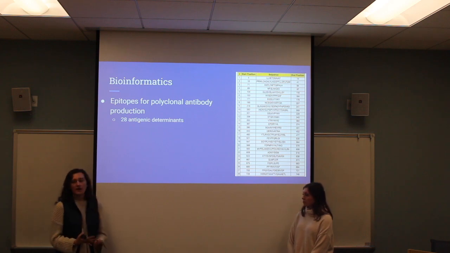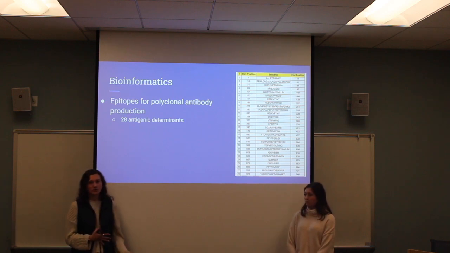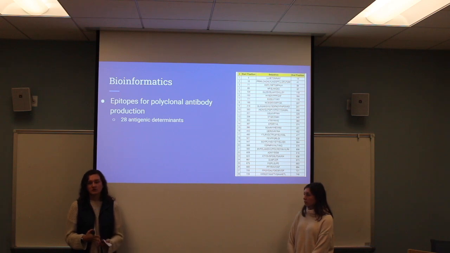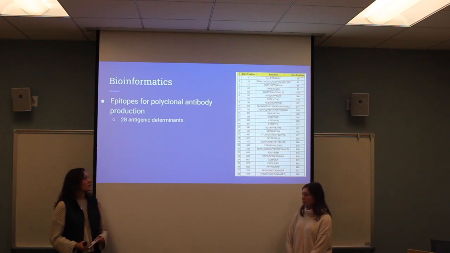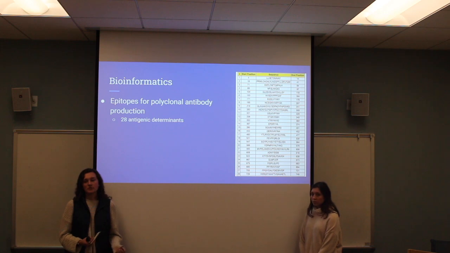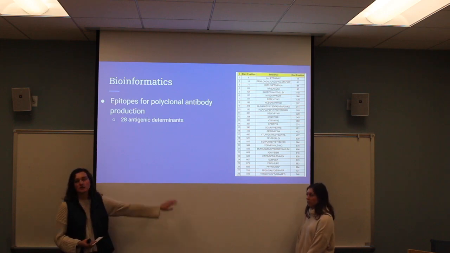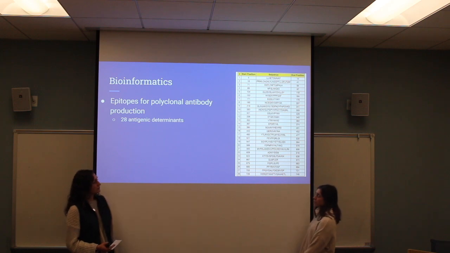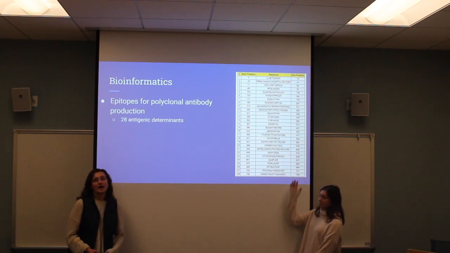So when talking about the AMY1 gene, like we mentioned previously, it is 9,262 bases long, and there are 750 residues. But based on what we did with bioinformatics, it's determined that there are only 28 antigenic determinants, which you can see here that we included in the slide.